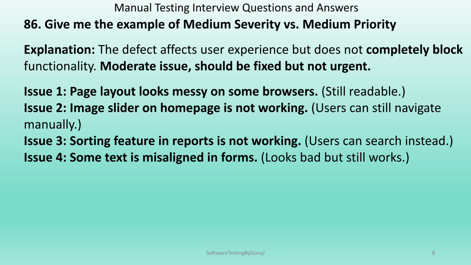Next question is, give me the example of medium severity versus medium priority. Explanation. The defects affect the user experience but do not completely block functionalities. Moderate issue should be fixed but not urgent. Let's see the different examples for medium severity versus medium priority.